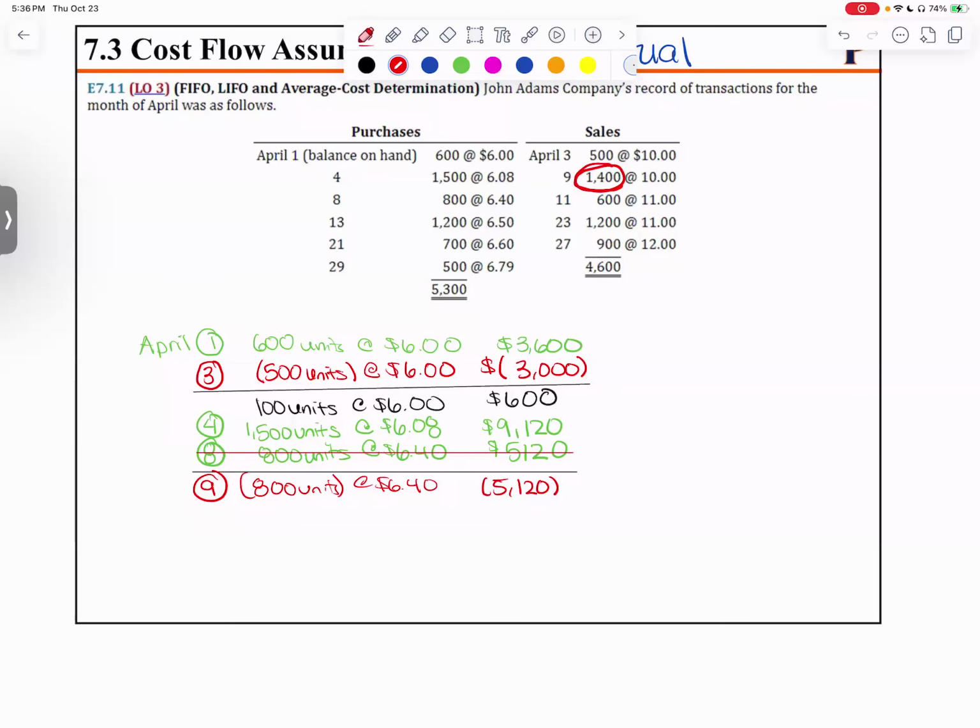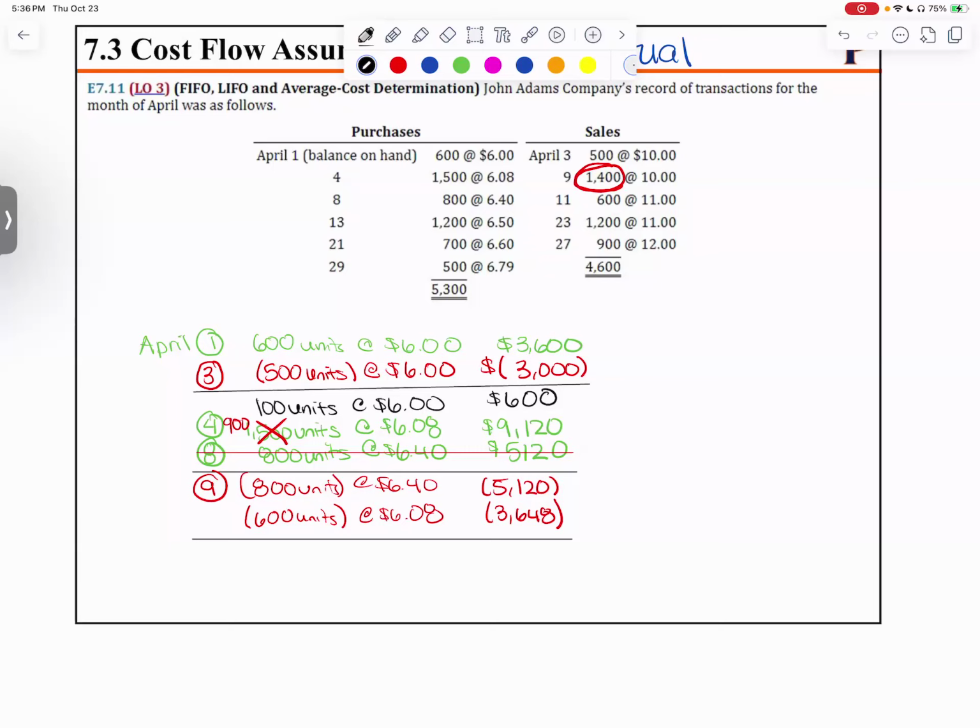This sale had a total of 1,400 units. We've already pulled 800, so we need to pull 600 more. So we'll pull 600 units from our purchase on April 4th. That was at $6.08, and so the total cost of that bundle is going to be $3,648. Now we don't have 1,500 units in here. We only have 900 remaining.